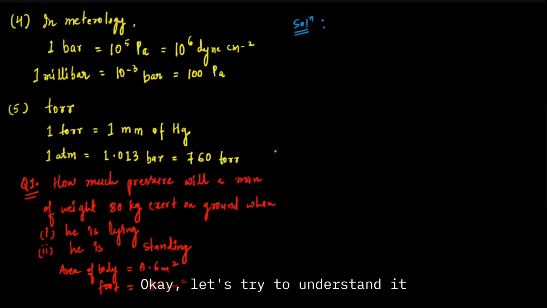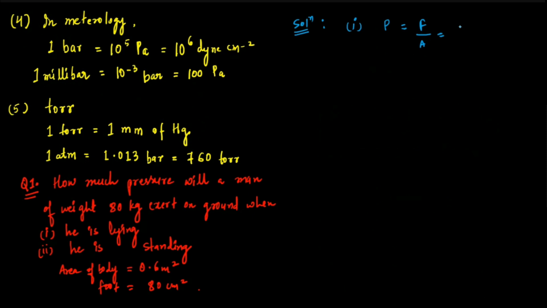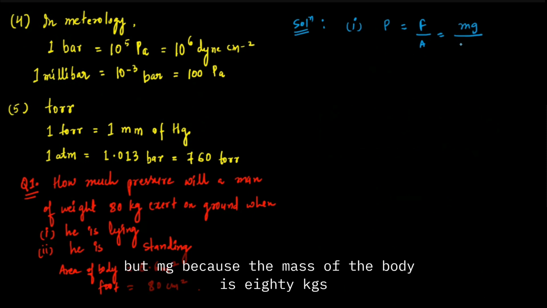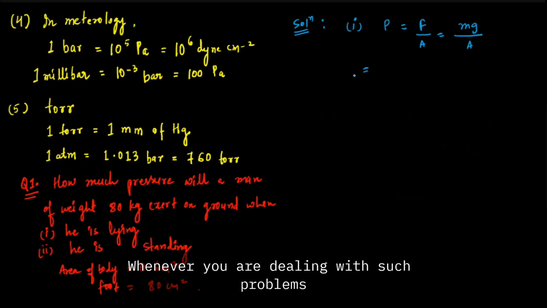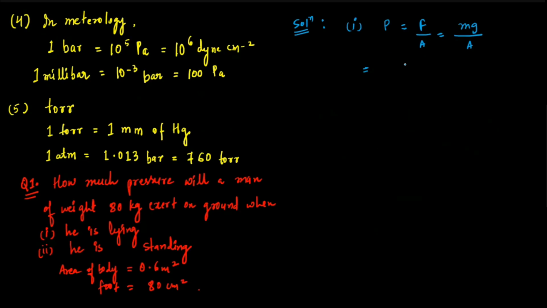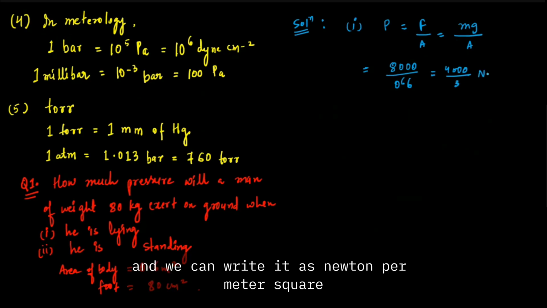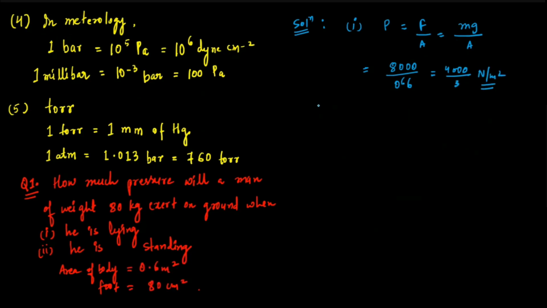No, no, no. Okay, let's try to understand it. In the first case, or whether it is in the second case, we have to find pressure, and pressure is nothing but force per unit area. As we know, force is nothing but mg because the mass of the body is 80 kgs. But what about area? Area will be different in both the cases. Whenever you are dealing with such problems, you have to make sure that you use SI units. So in the first case, it is going to be 800 over 0.6. Once you solve this, we'll have around 4000 over 3, and we can write it as Newton per meter square.